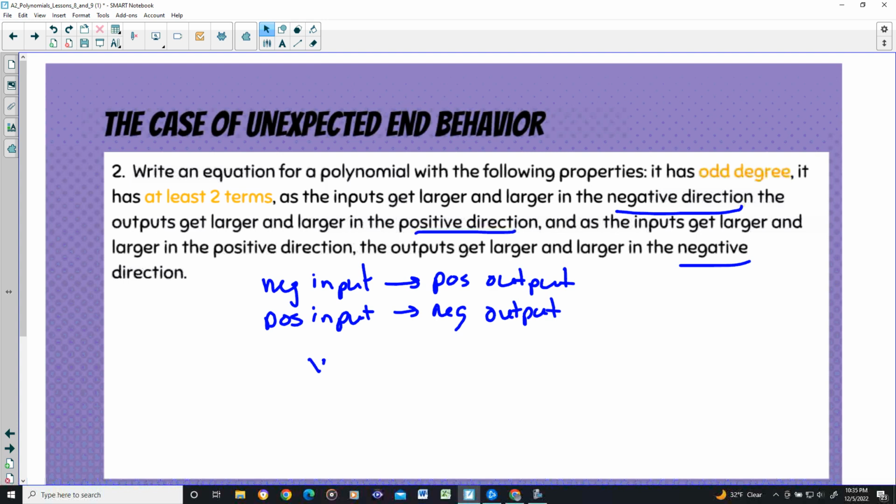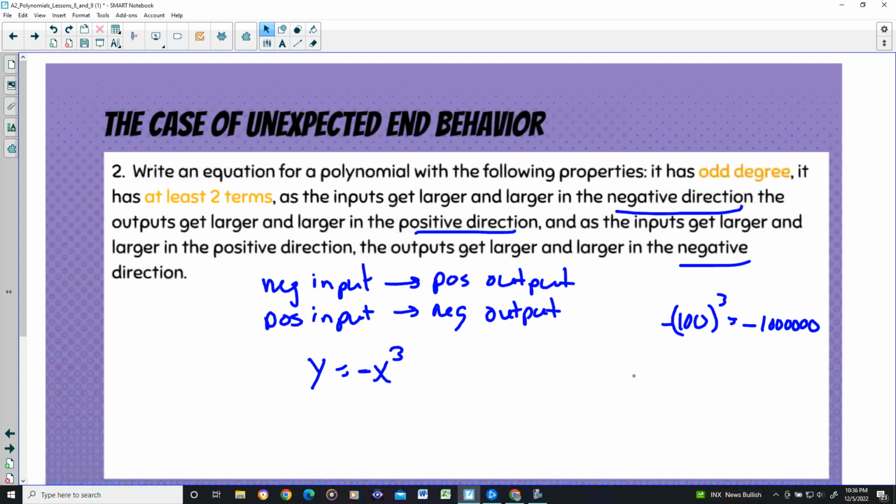So if I had y equals x to the third, well, what do we know about that? If I cube a positive, I get positive. If I cube a negative, I get a negative. But what happens if I put a negative in front of it, like this? Now if I plug in, say, 100, so 100 to the third power, that's going to be 1 million, but the negative is going to make it negative. So positive goes to negative.